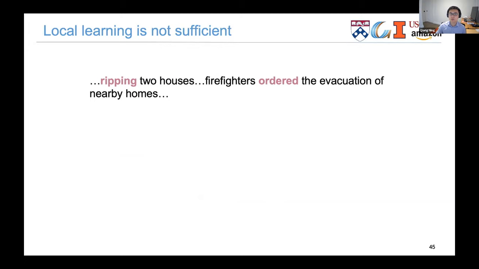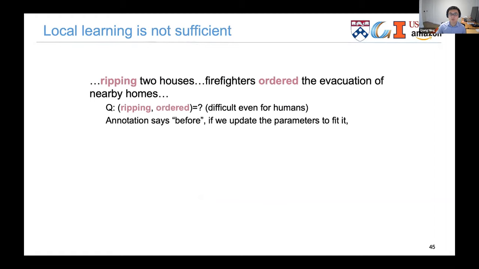In the previous example, imagine a learning algorithm is looking at this pair, ripping and ordered. So ripping two houses off the ground, firefighters order the evacuation, so on and so forth. Even for humans, when we look at the local context, we don't know the relation between ripping off the ground and order the evacuation. But the annotation says the label is before. So let's update the parameter to fit it. And we know this is actually overfitting.